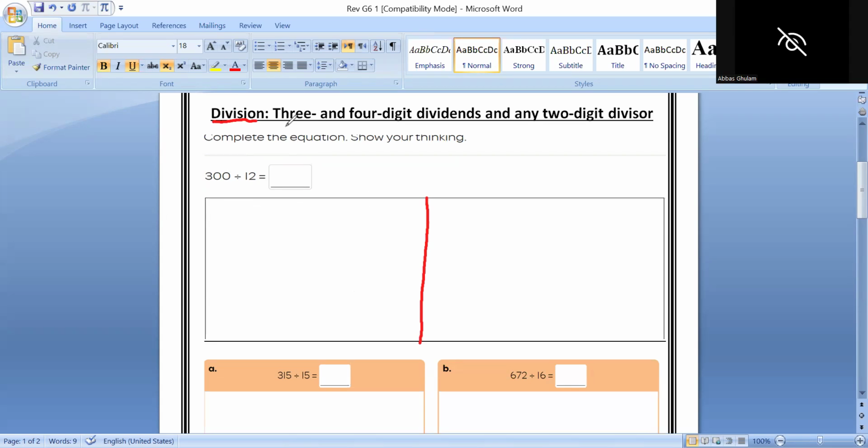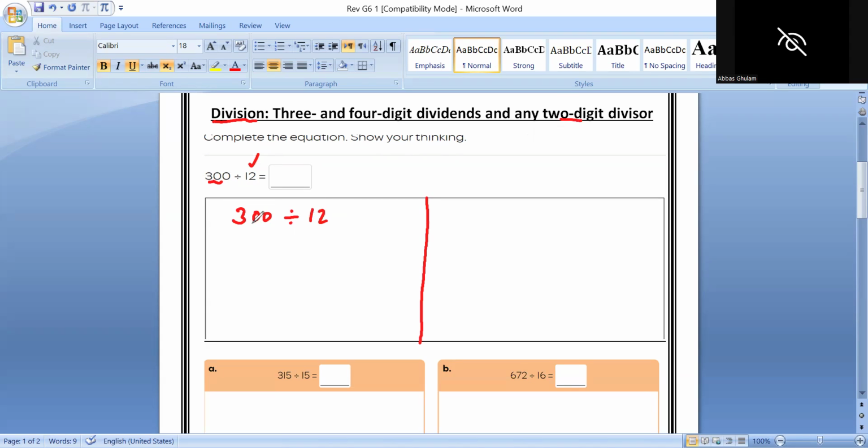In our lesson today, three or four digits will be the dividend, and the divisor will be how many numbers? Two numbers. So we can say this number is three digits, so our dividend is three digits and our divisor is two digits. Let's try to make it the first part. For example, I have 300, then dividing by 12.